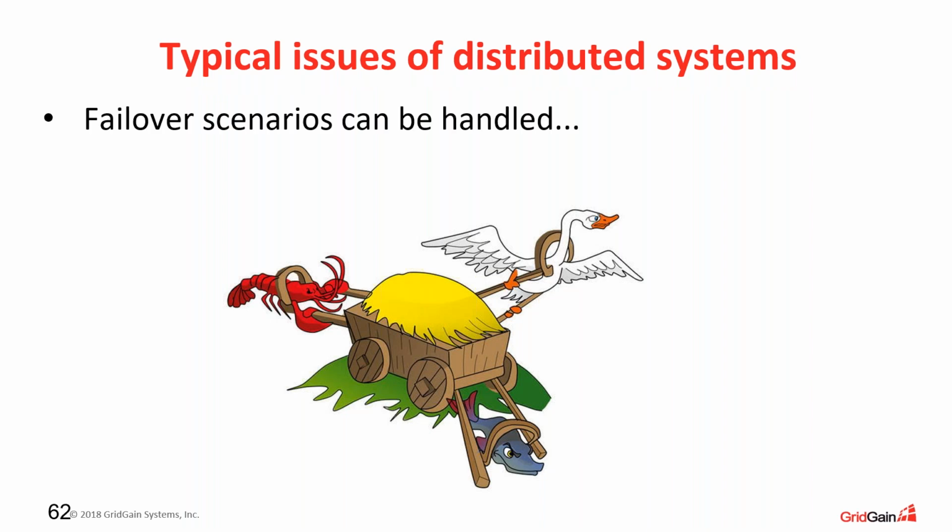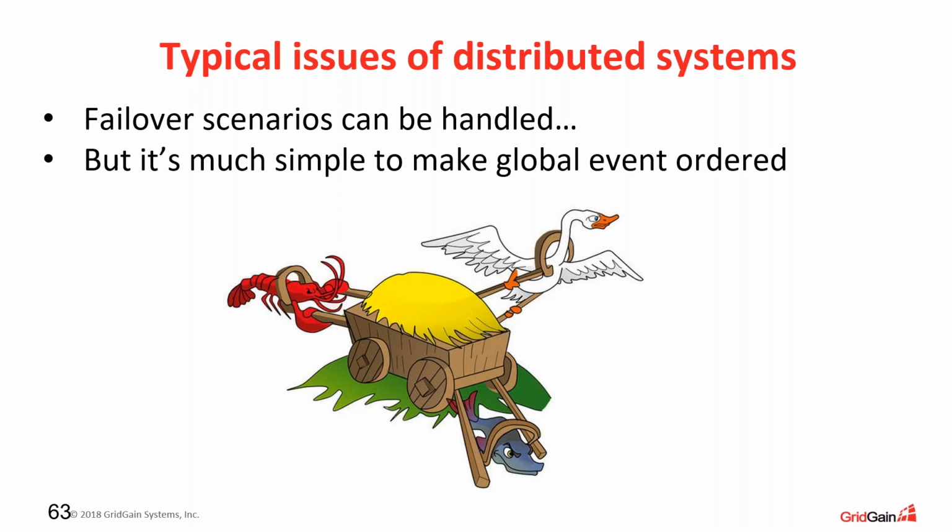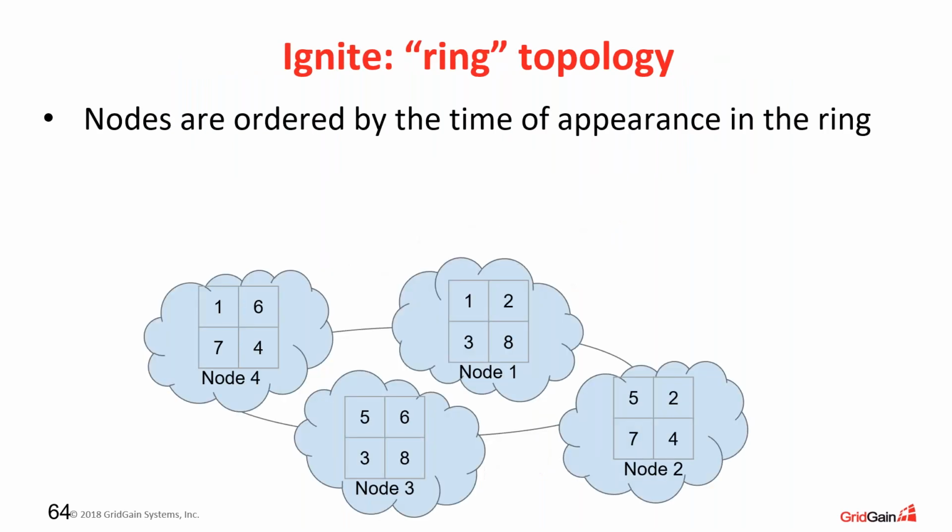And the conclusion is that failover scenarios can be handled, but it's quite complex to make it correctly. And the simpler solution is to make such global events as new table creation and snapshot creation ordered. If all nodes would accept such operations in strict order, there would be no problems with consistency.